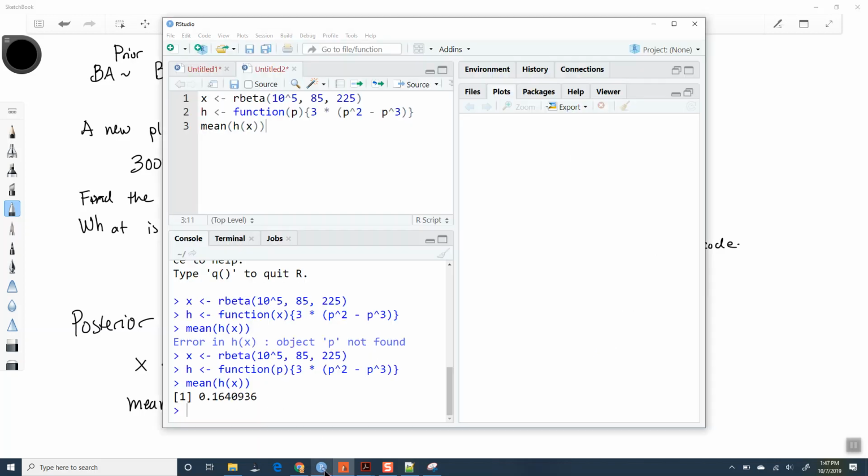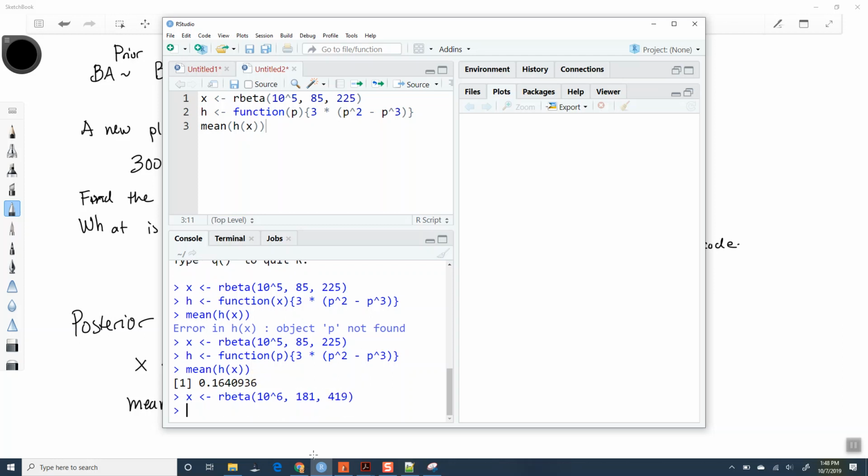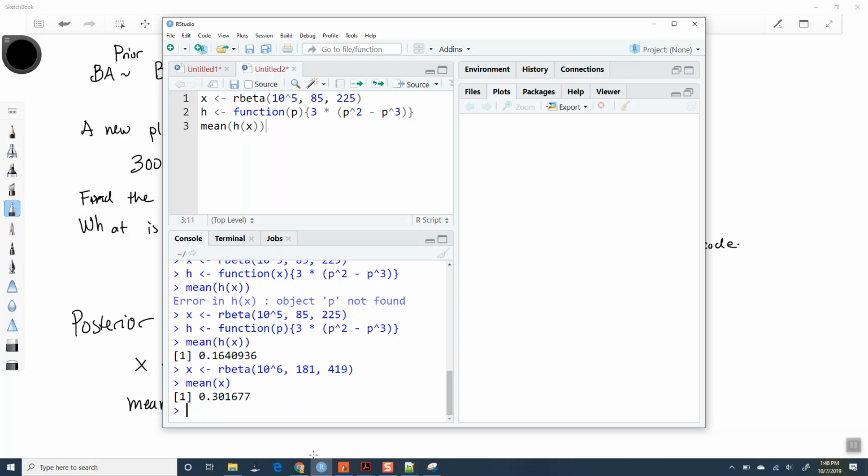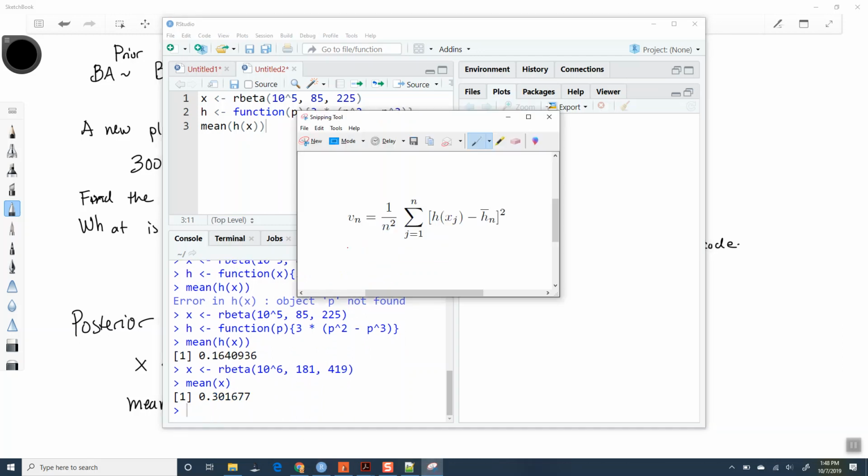All right, and I think this is going to be close. So if I say x is rbeta, we'll ask for 1 million of these, 181, 419. And then we're just going to ask for the mean of that. Okay, and we get 0.30167.